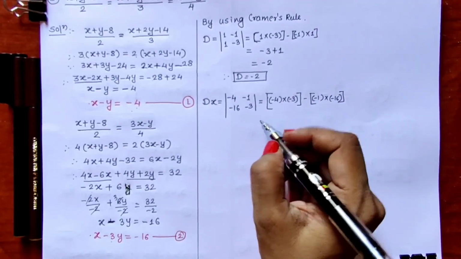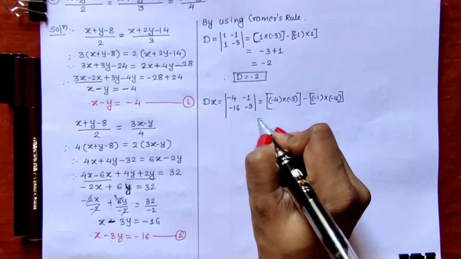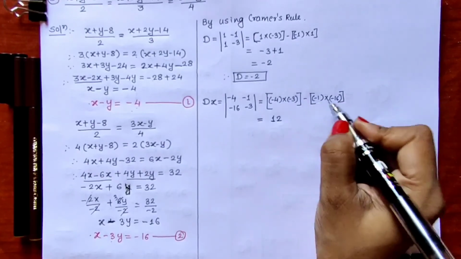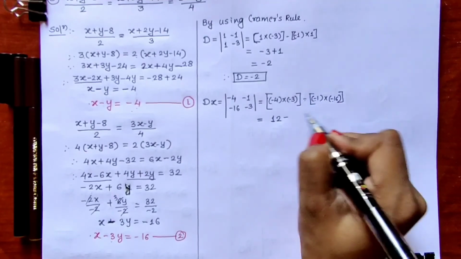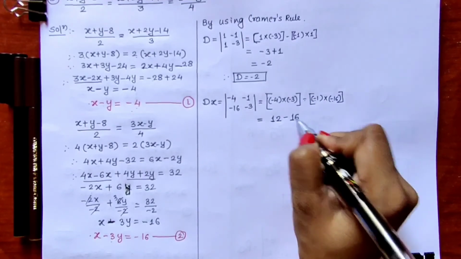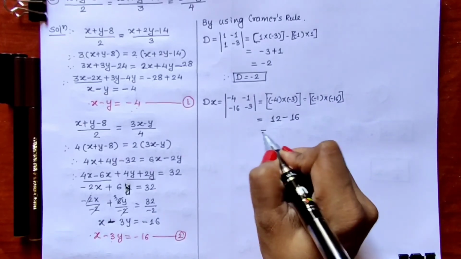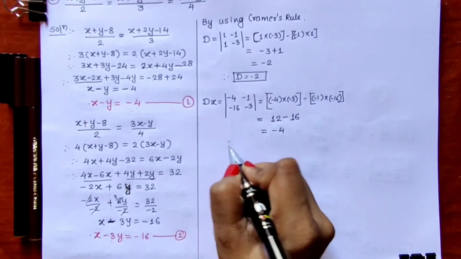So now multiply. Minus minus plus, 4 3s are 12. Minus minus plus, plus into minus minus, 16 ones are 16. 12 minus 16 will be minus 4. So Dx is minus 4.